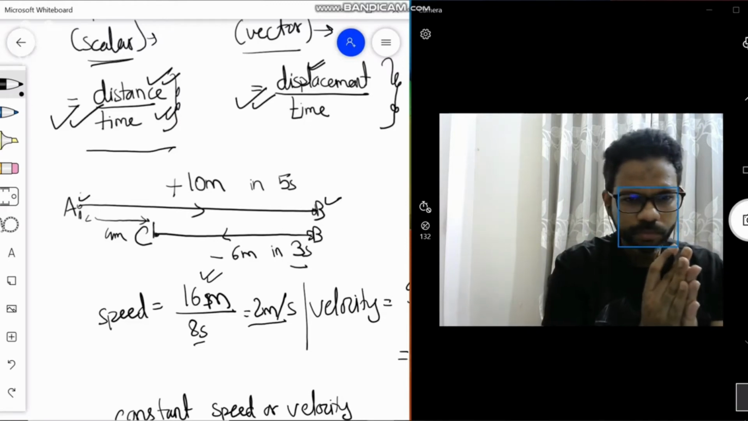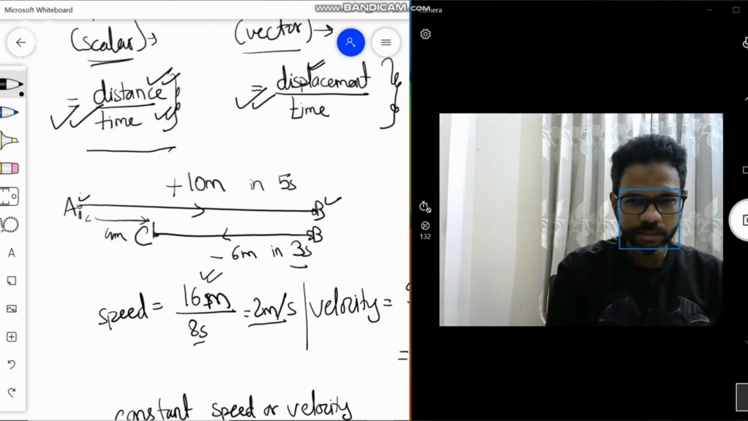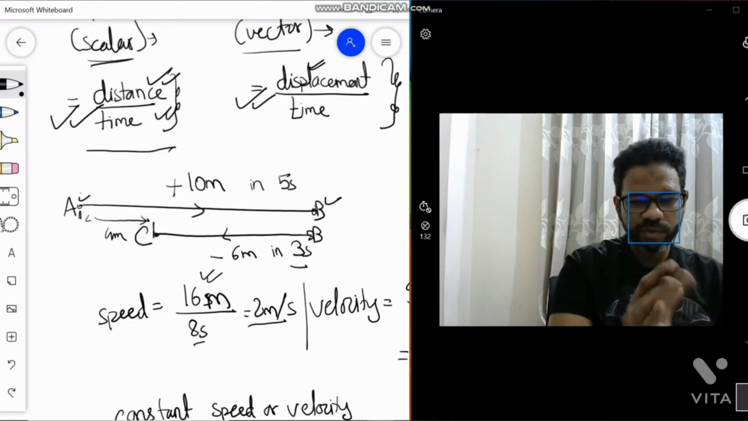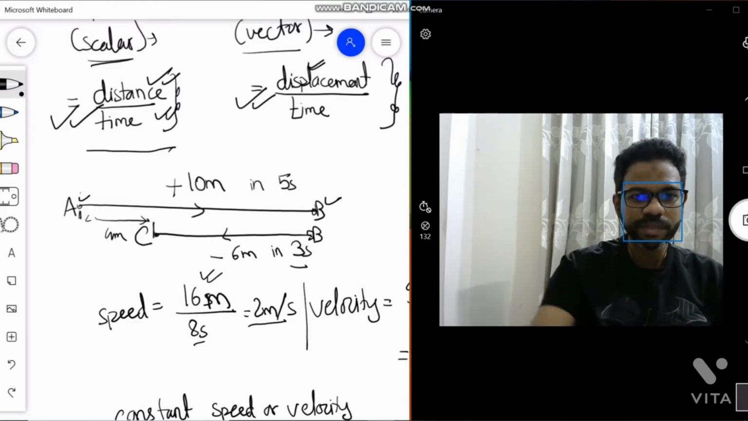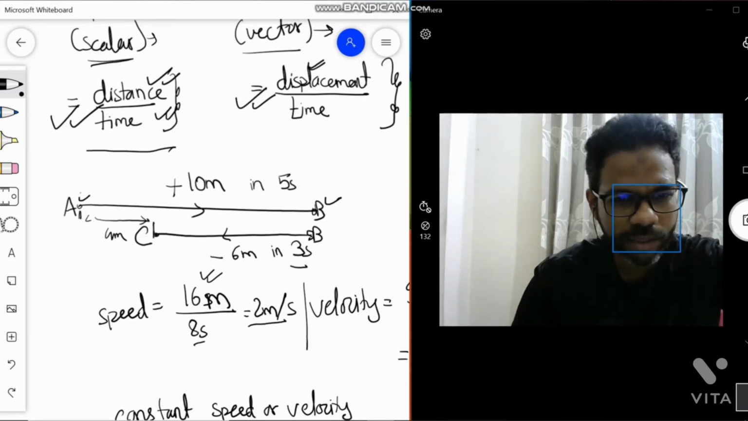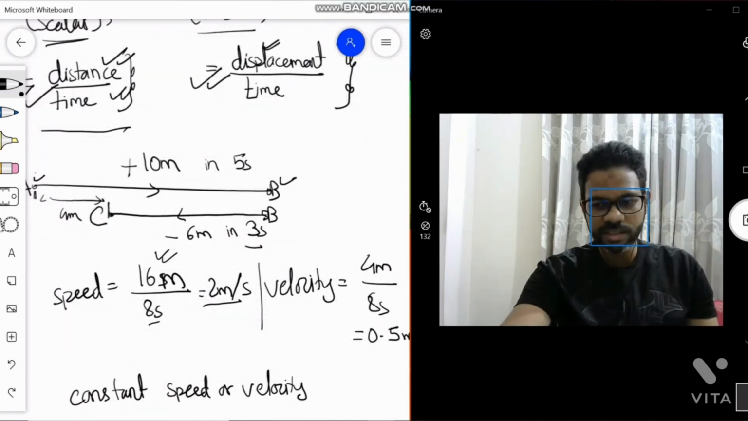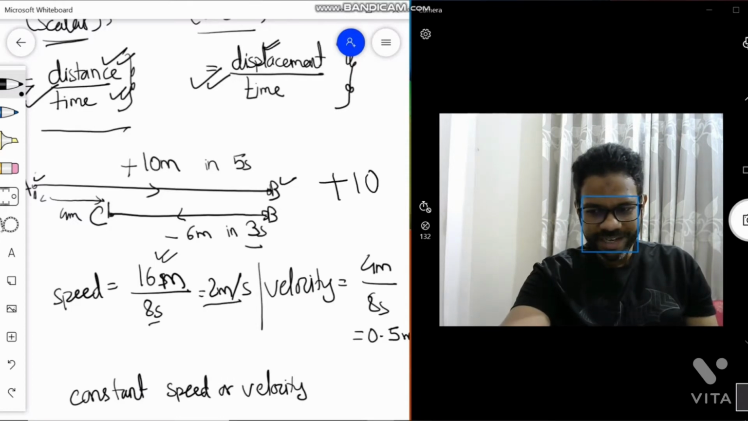Now, when we talk about velocity, you have to understand that velocity depends on the direction also. So while calculating velocity, as we have discussed before, we use displacement divided by time. For calculating velocity, we have to calculate the displacement, not the distance. So how do we calculate the displacement? We move to the right 10 meters.